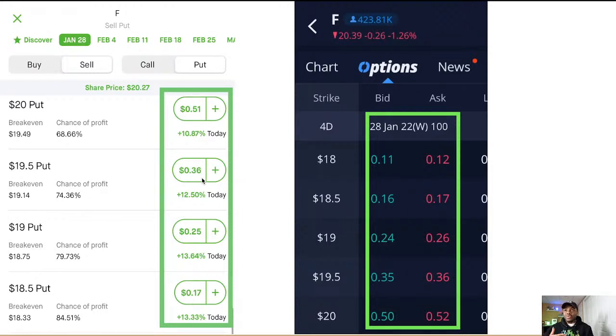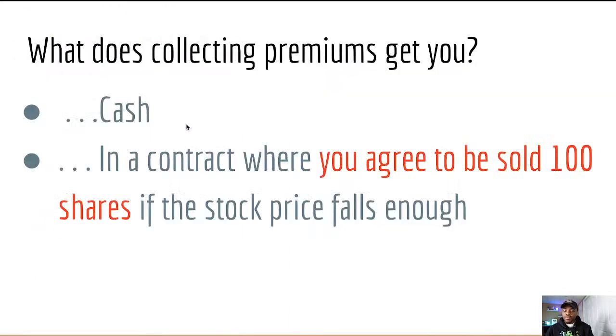But remember, you don't get something for nothing. You have to put something up in order to collect. You have to take some risk in order to collect this premium. But let's get to that. So the first thing, what does collecting premiums get you? It gets you the cash. And then the second thing that it gets you is a contract where you agree to be sold 100 shares if the stock price falls enough.